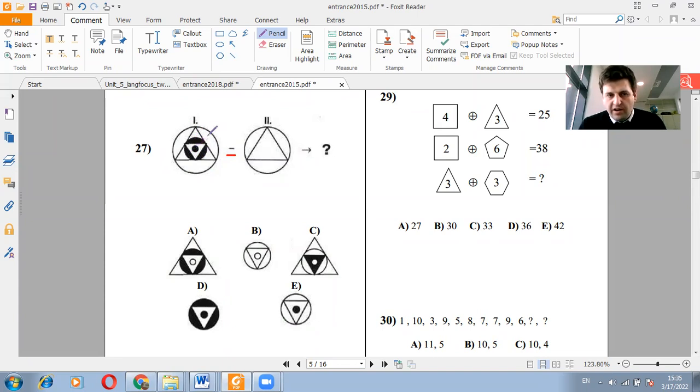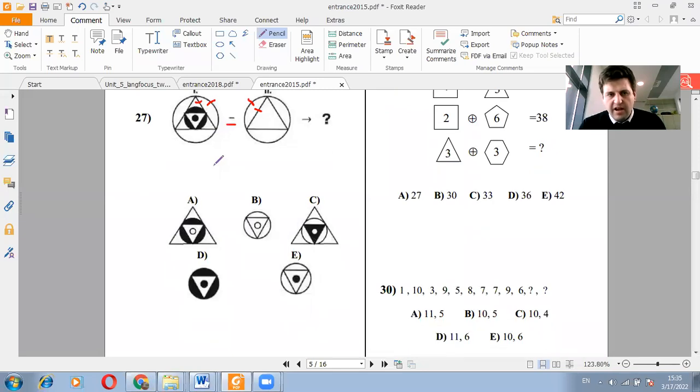So we are eliminating, we're subtracting the same figures, the circles and the triangles, and then these two shapes, and then you are left with the inner circle with the triangle, which is choice D. It's pretty much obvious because it's a normal subtraction operation.